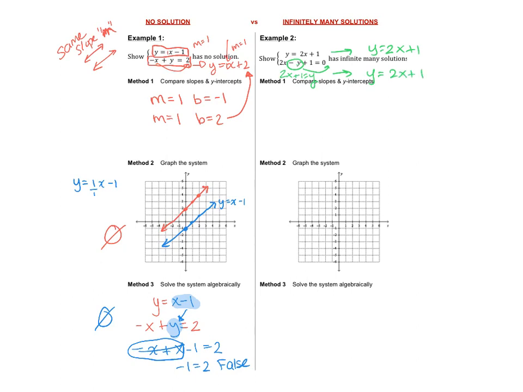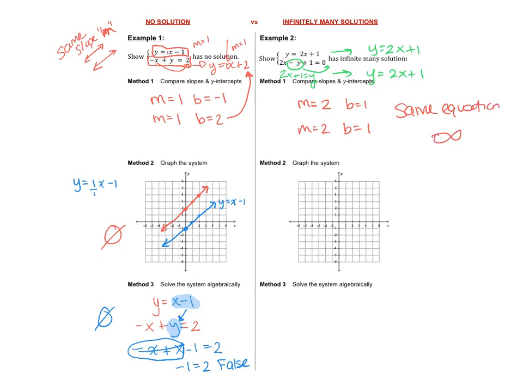Notice that they're the same exact line. So when it says compare the slopes and intercepts, the slope for the first equation is 2 and the y-intercept is 1. The slope for the second equation is 2 and the y-intercept is 1. So they're the exact same equation. And so that's why we have infinitely many solutions.